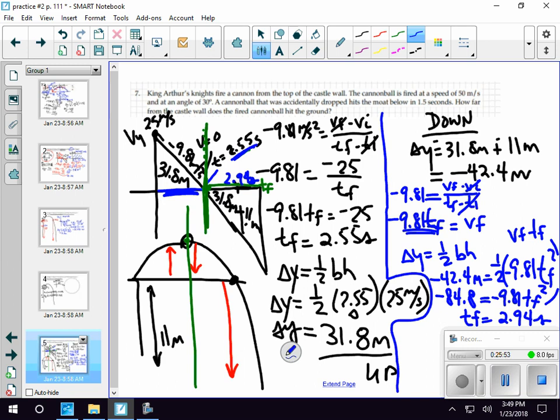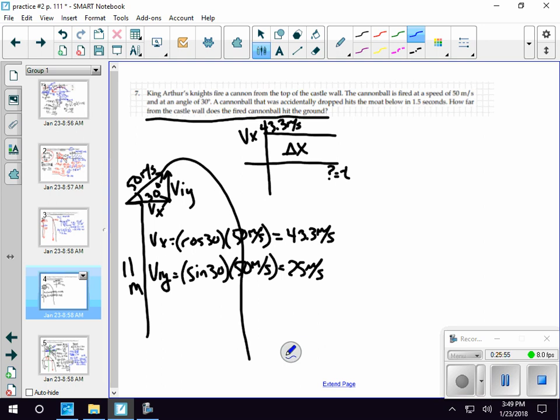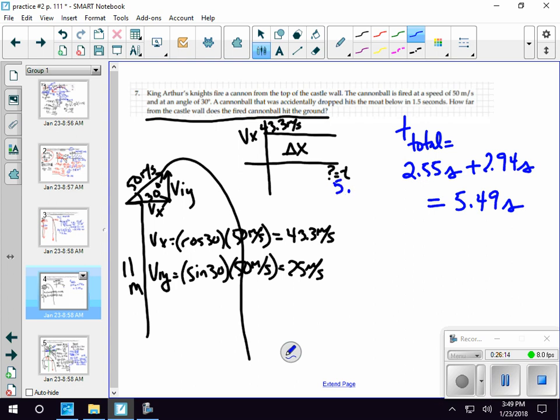I'm going to see if I can't go back. Here we go. So I got a little space here. So the total time in the air is going to be the 2.55 seconds for the way up, plus the 2.94 seconds for the way down, which will give me a lovely total of 5.49 seconds in the air, which is actually a very long time in physics. And we're going to put it right there. And now we're going to solve for the final answer.